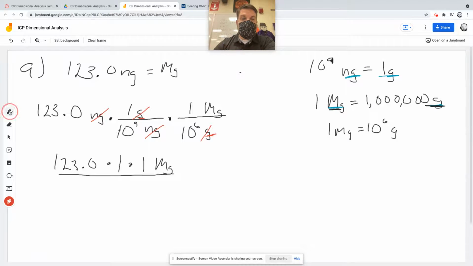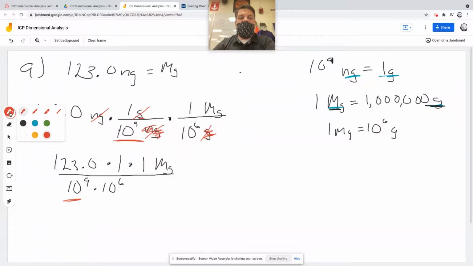Now, if we do the bottom, watch this. I don't know if cool is the right word, but this is the effect of it. 10 to the 9 times 10 to the 6. Again, I'm just multiplying what's left over. My nanograms got canceled, so there's no nanograms. And then my grams got canceled, so there's no grams. So then my almost final answer is 123.0 megagrams all over 10 to the 9 times 10 to the 6.